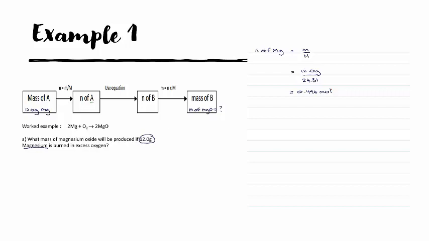The next step is to use the equation to determine the number of moles of the substance that we're trying to work out the mass of. Okay, so if we have a look at this equation here, we can see that magnesium and magnesium oxide have the same coefficient in front of them. So what that means is that they react in a 1-to-1 ratio. So therefore, the number of moles of magnesium oxide will be the same as the number of moles of magnesium.